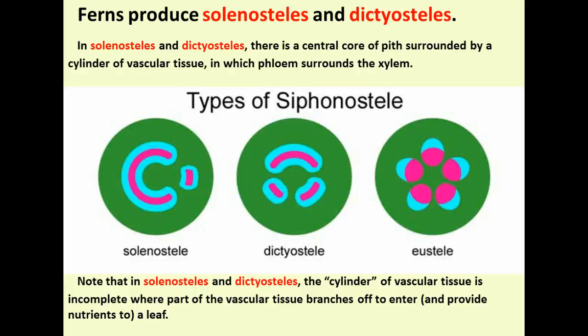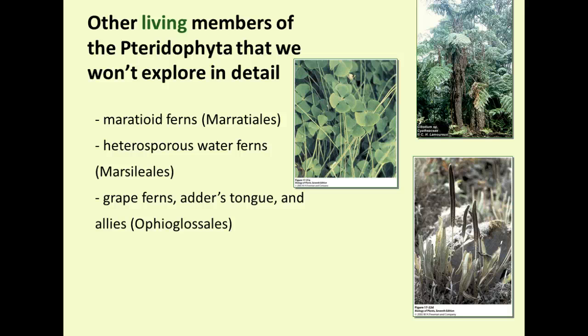But it's really weird. Okay. So these are some other members of Pteridophyta that we're not going to explore: the marattioid ferns, heterosporous water ferns, great ferns, adder's tongues, and allies. So here's Ophioglossales, and I think we have one kind of like that, rattlesnake fern. Do you remember, Erica, that day we went out into the field and we found, yeah, that was rattlesnake fern. It looked a little bit more like that. I actually have some spores somewhere that I want to germinate. It's a very strange plant.